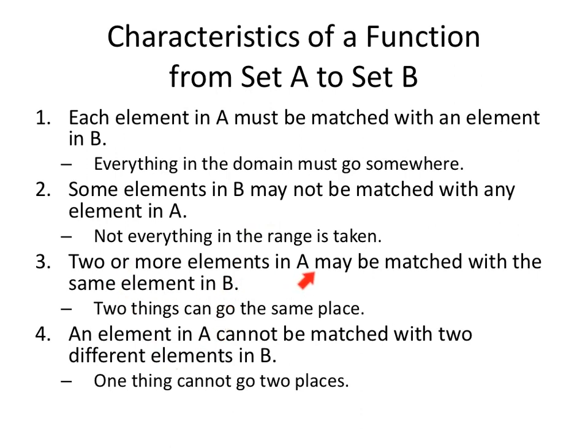2 or more elements in A may be matched with the same element in B. So 2 people can be in the same classroom. It's all good. An element in A cannot be matched with 2 different elements in B. If you have a pre-calculus class scheduled at 10, you cannot also schedule a physics class the same day and same time. You'll fail one of them, that's for sure.